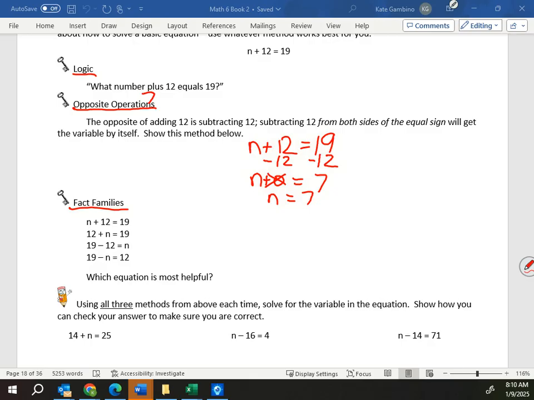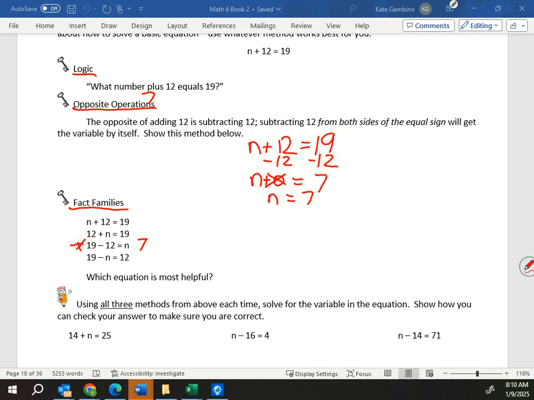Our last way that we could solve it is fact families. So we have n plus 12 equals 19. We could flip that around and say 12 plus n equals 19. Remember, it doesn't matter which way we are adding it. We could say 19 minus 12 equals n, or 19 minus n equals 12. Which one of those fact families do you think we would want to use in order to solve our equation? Sarah? Yeah, that 19 minus 12 equals n. So we know 19 minus 12 is 7.